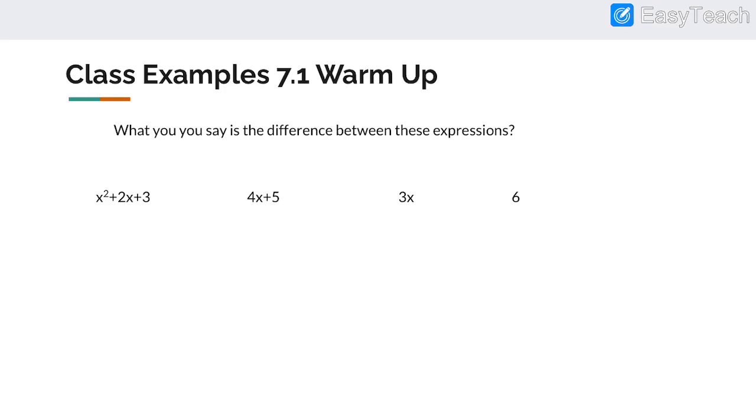So the first thing that you're going to have for a warm-up is that you're going to say what the differences are between these different expressions. Our first expression here is x squared plus 2x plus 3. Then we have 4x plus 5, then 3x, and then 6. So what's the difference of each one of these? Like, what's something unique about each one? You will put that in on Canvas.